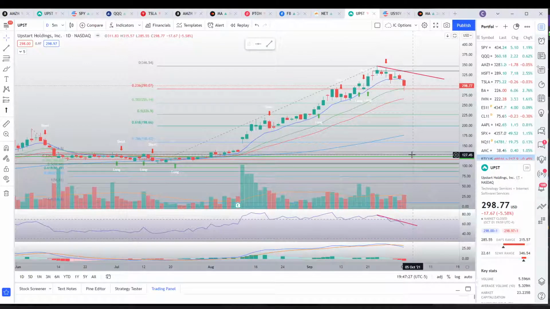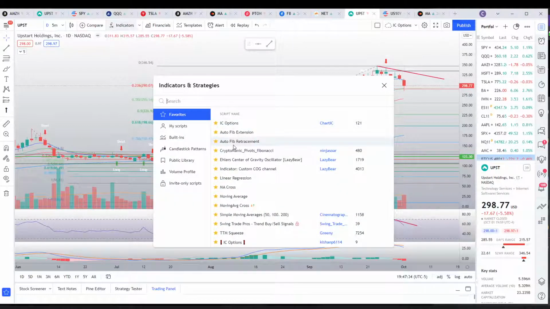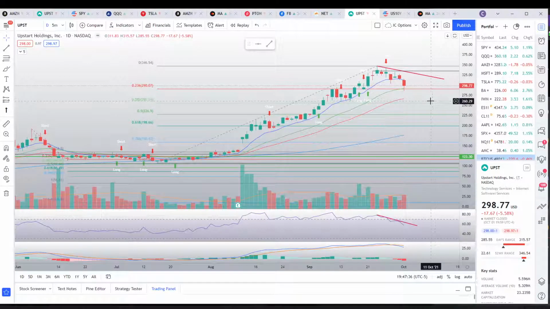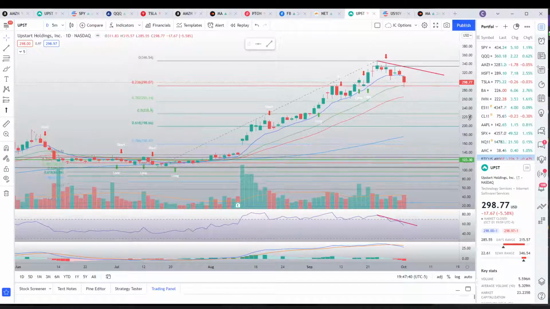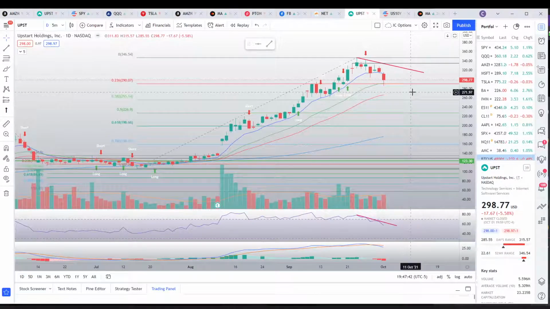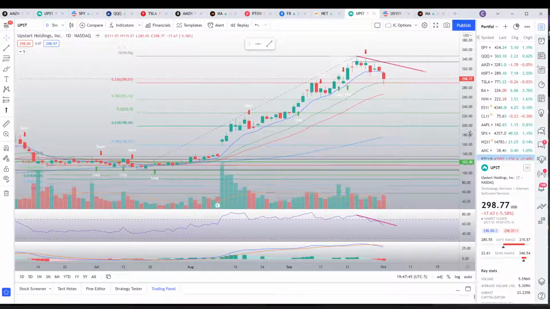Fibonacci, this is your Fibonacci right here. TradingView has an auto Fibonacci retracement indicator right here. You can go and type it, auto Fib retracement. It does it for you. It takes it from the bottom to the high, and these are your Fib levels right here. So you can use this as a guide.